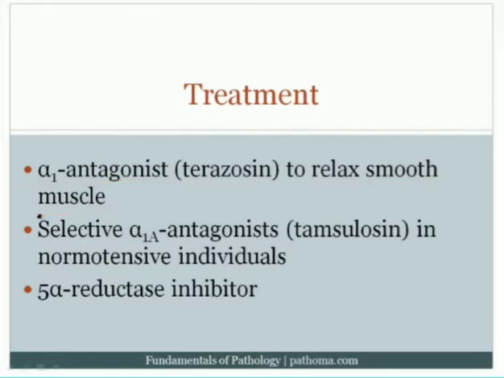If the patient happens to be normotensive, then a selective alpha-1A antagonist could be used, such as tamsulosin, which would avoid the alpha-1B effects on the vascular smooth muscle. An additional pharmacologic treatment would be to use a 5-alpha reductase inhibitor. You'll recall that BPH is driven by DHT, and it's 5-alpha reductase that converts testosterone to DHT. Now, the unfortunate thing about 5-alpha reductase inhibitors is that they usually take months to produce results.